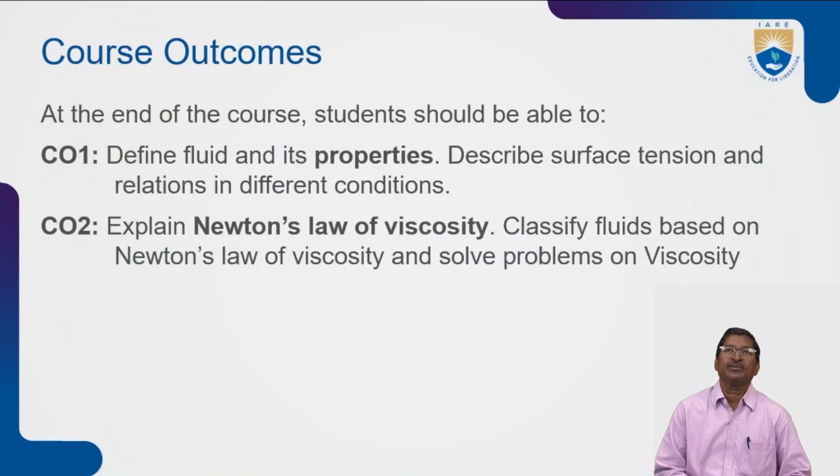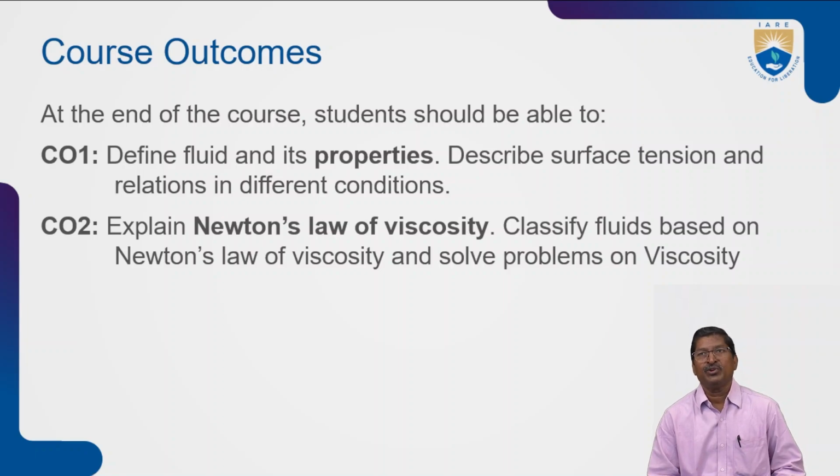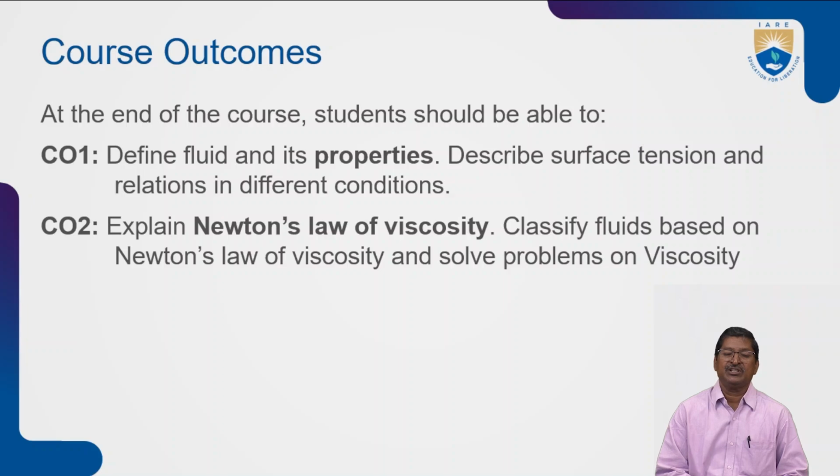Before going to this topic, the course outcomes are what the student will be able to do after completion of this course. Those are called course outcomes. Course outcome one is fluid properties. Here the students will learn what the different fluid properties are, surface tension, all those things. That will come under course outcome 1.